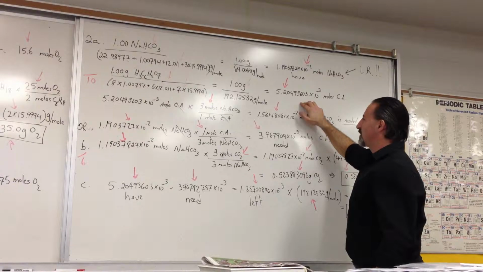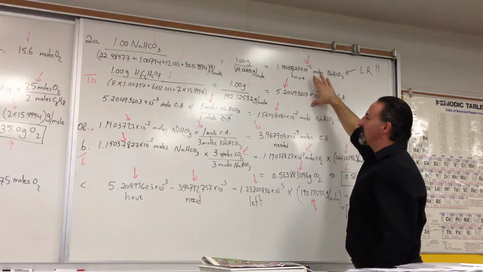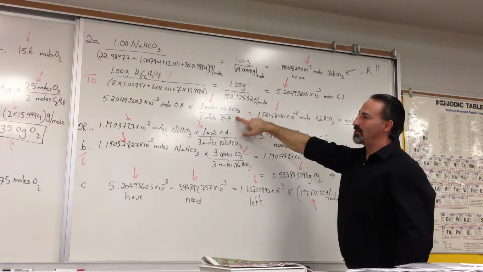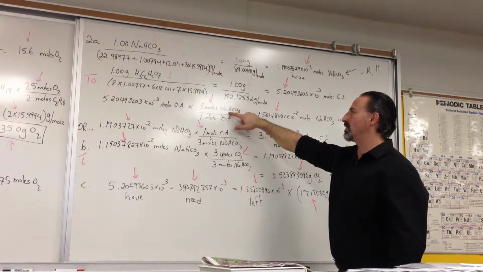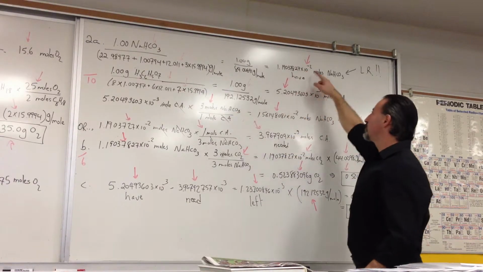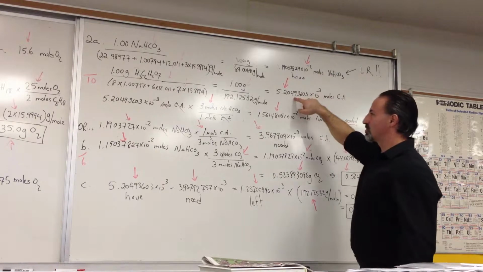This is how many moles of citric acid. But before you start comparing the numbers, you have to keep into account the stoichiometry of the reaction. It's a 1 to 3 stoichiometry. 3 moles of sodium bicarbonate are used for every 1 mole of citric acid. So pick one of these 2 numbers. Just pick one. I picked this one.